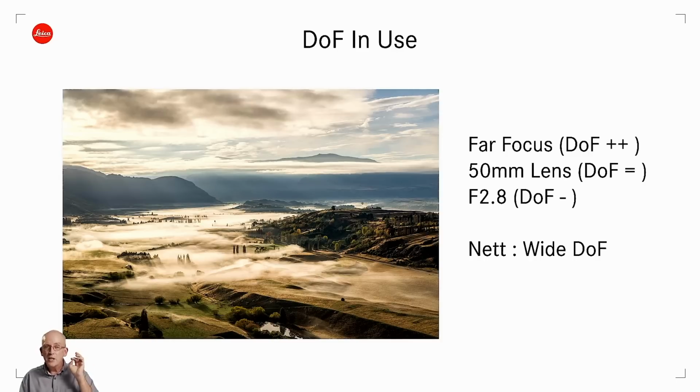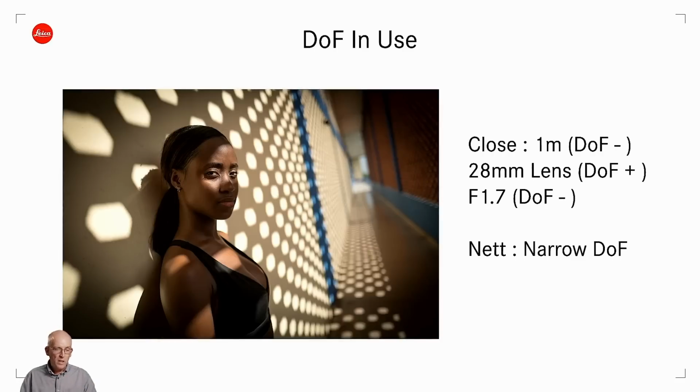So you could actually argue that aperture has virtually no effect on the image on anything over 200 or 300 meters away. You could calculate that if you really wanted to, and it would depend on the lens to a certain extent. But with this lens, at this distance, everything's sharp. So far focus, depth of field plus, 50mm lens neutral, a wide aperture, depth of field minus, but the net result is plenty of depth of field.